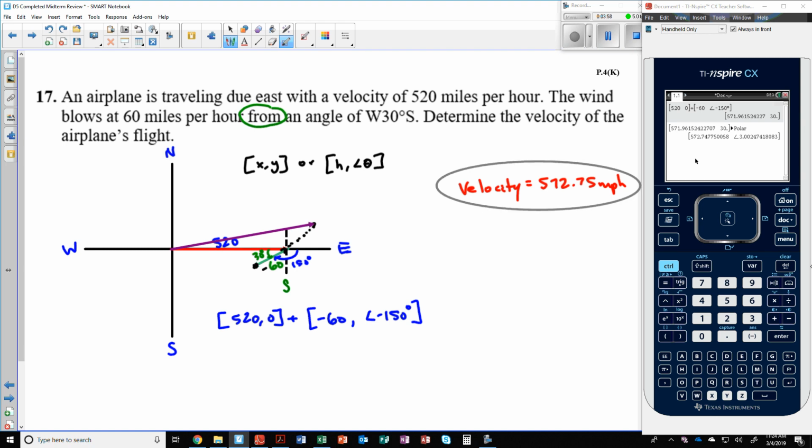If I needed to know the direction, since this is a positive number, that means it goes up from the x-axis. So the direction would be given as east, I'll just say 3 degrees north. So it's a positive number, so that's going from the x-axis up like this. So that would be 3 degrees there when you round.